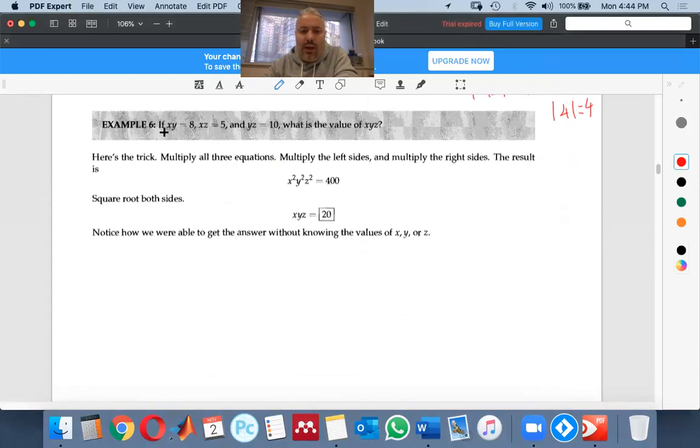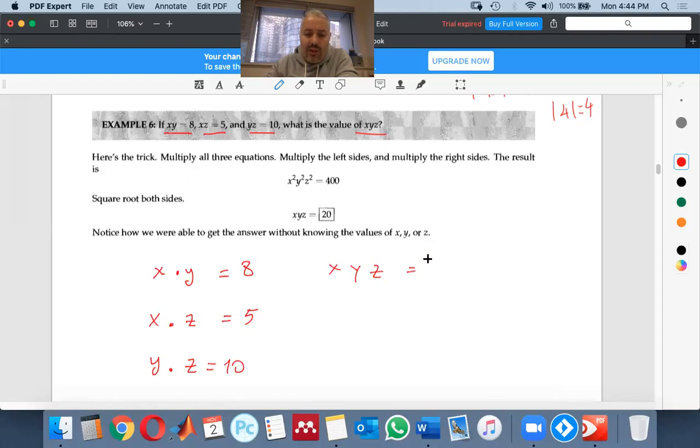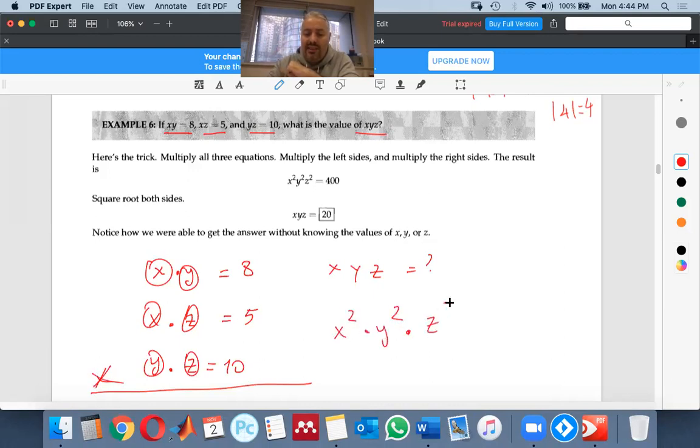So what is that? XY is 8, XZ is 5, YZ is 10. What is XYZ? Okay, so let me copy down here. X times Y is equal to 8. X times Z is equal to 5. Y times Z is equal to 10. Now the question is, what is X, Y, Z? So let's think together. When I multiply them side by side, not add, now multiply, X squared, Y squared, Z squared equals 8 times 5 times 10.